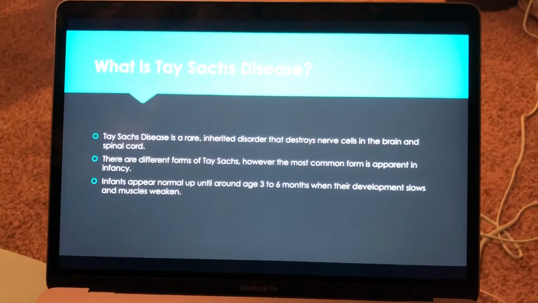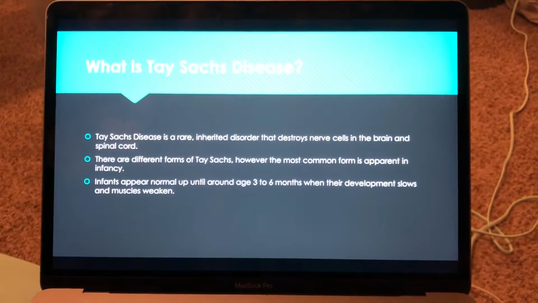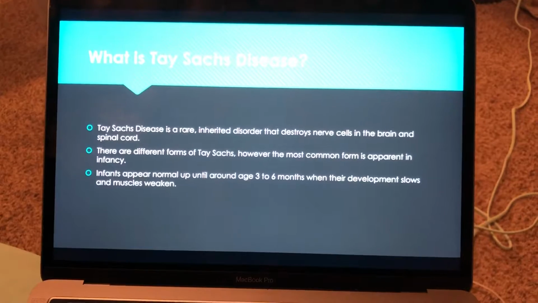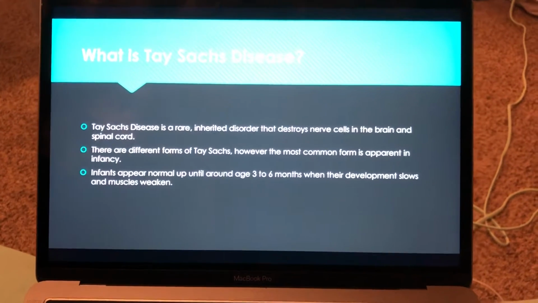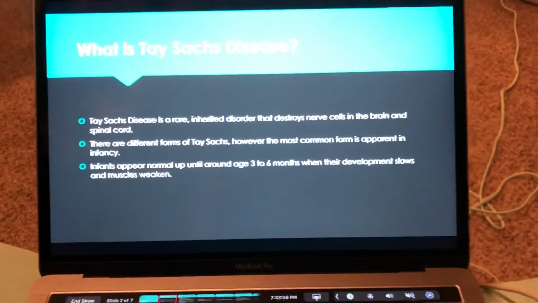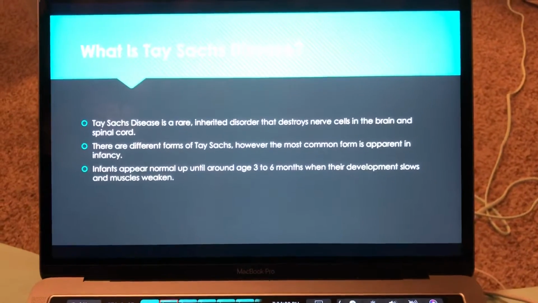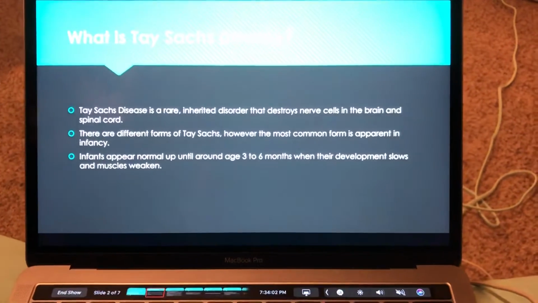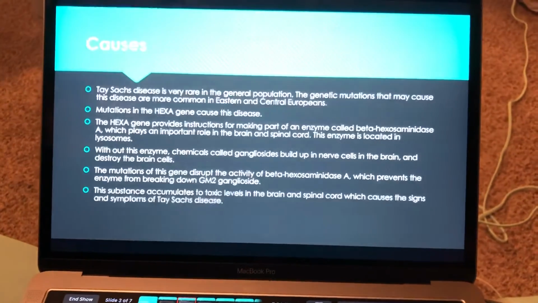What is Tay-Sachs disease? Tay-Sachs disease is a rare inherited disorder that destroys nerve cells in the brain and spinal cord. There are different forms of Tay-Sachs, however, the most common form is apparent in infancy. Infants appear normal up until around age 3 to 6 months, when their development slows and muscles weaken.